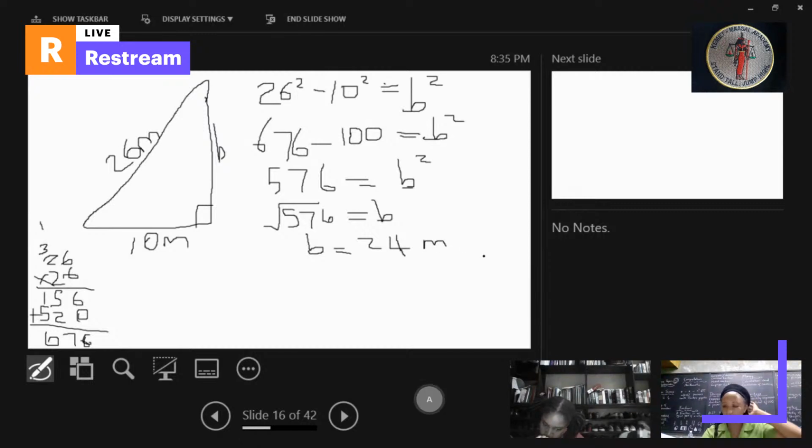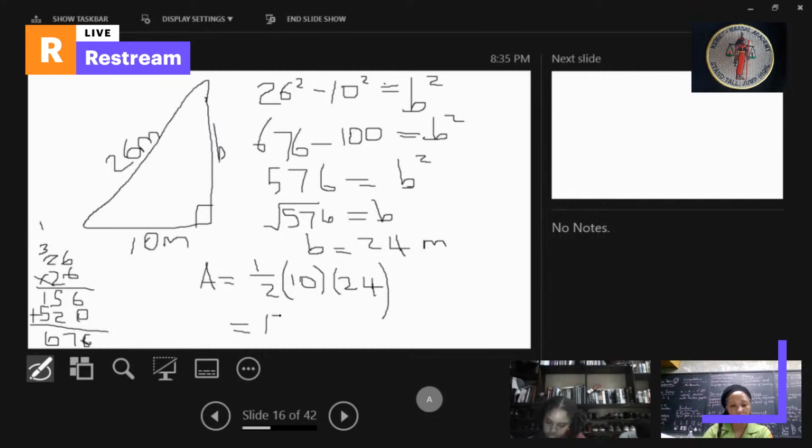So we can plug that into the triangle. All right, so the area would be half of 10 times b, which is 24. And half of 10 is 5. And 5 times 24 is 120. All right, so the area is 120 meters squared. Meters squared.